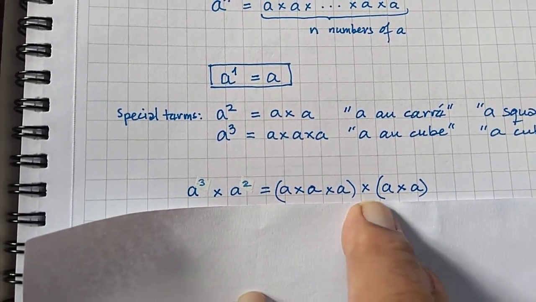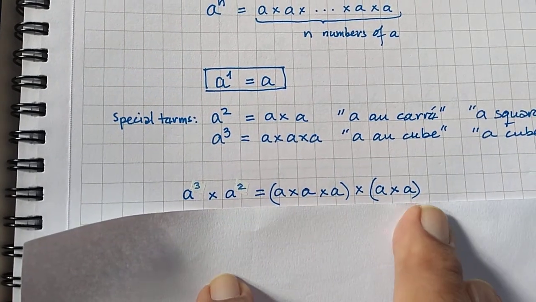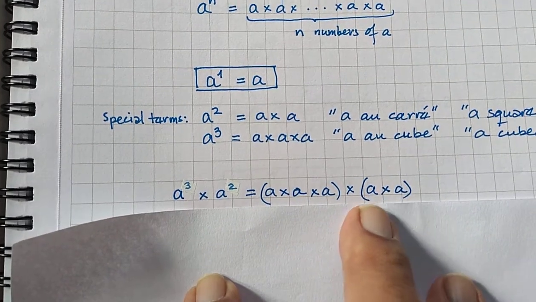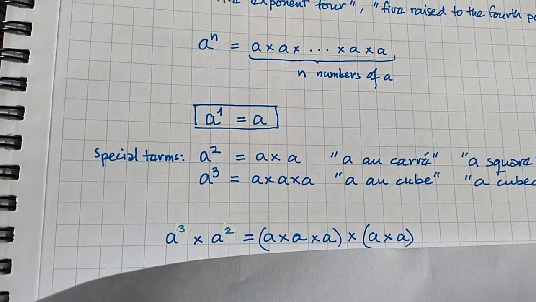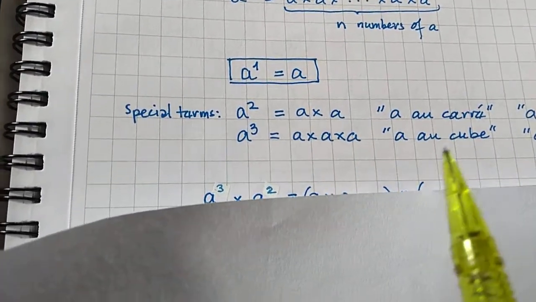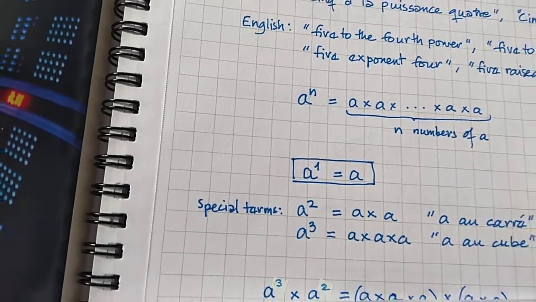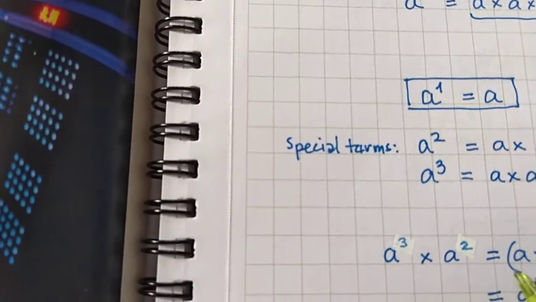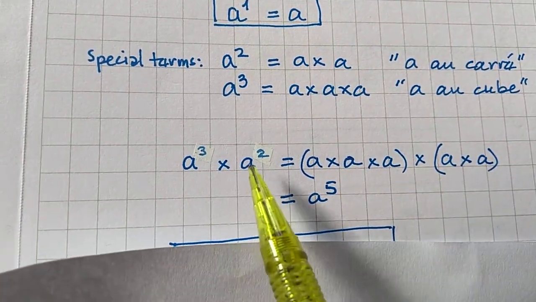I put the brackets just for clarity, but they're really not necessary because this is multiplication. I could have written it without the brackets here. I just put the brackets to show that this term corresponds to this and this term corresponds to this.